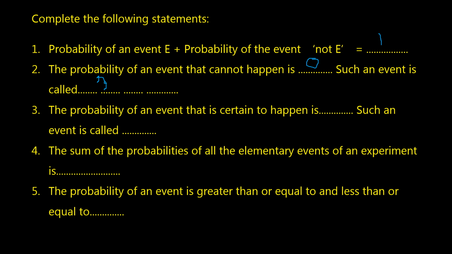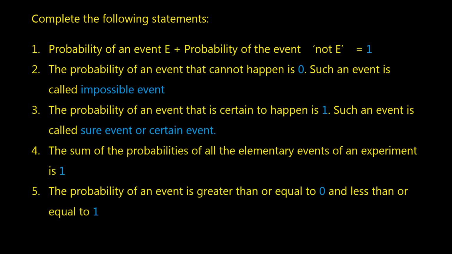The probability of an event that is certain to happen is 1. It happens certainly, that is 1. Such an event is called a certain event or sure event. Sum of probabilities of all the elementary events of an experiment is always 1. The probability of an event is greater than or equal to 0 and less than or equal to 1. These are the simple things. With the answers like this, 1, 0, you can check the answers here.